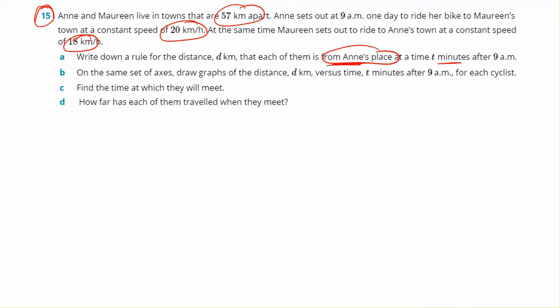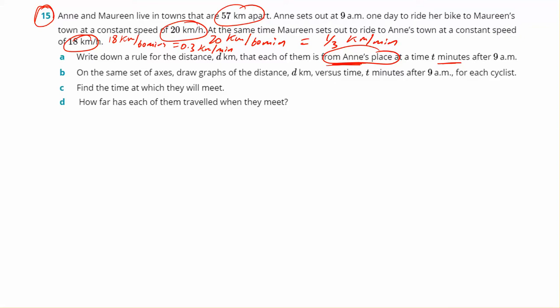Now, can you see that we've got a problem already? Because all our speeds given are in kilometers per hour, not minutes. So we've got to do a unit conversion. If I want to convert 20 kilometers per hour to minutes, we know that it's 60 minutes an hour, so that's a third kilometers per minute. Similarly, 18 kilometers per hour would be 18 kilometers divided by 60 minutes. So that's 0.3 kilometers per minute. So you've got to be really careful with speed questions to make sure your units are consistent.